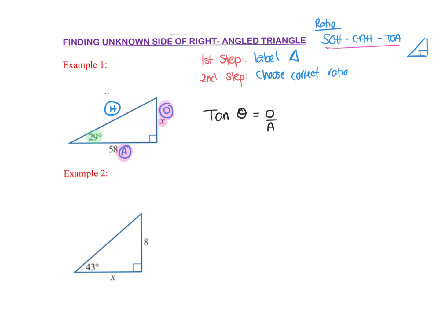And then the third step is we're going to substitute the values into the ratio or the formula. What do I mean by substitute? Replace the letters with the actual numbers. Yep, good. So replacing those symbols in our formula with the actual numbers. The angle is actually 29. Now O is X and A is 58.